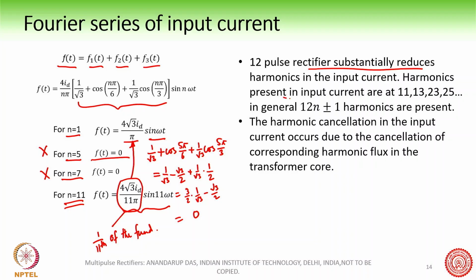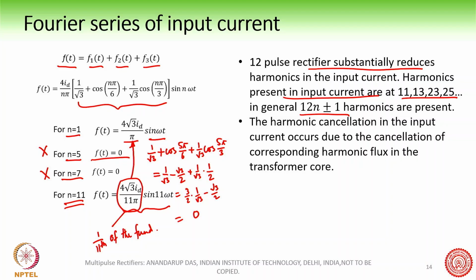Okay, so harmonics present in input current at 11, 13, 23, 25, and in general 12n plus minus 1 harmonics are present. Okay, so 5th, 7th, 17, 19, these harmonics are all gone.